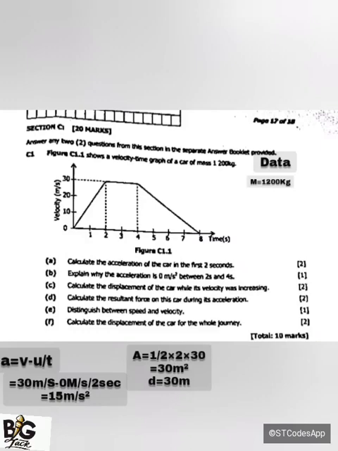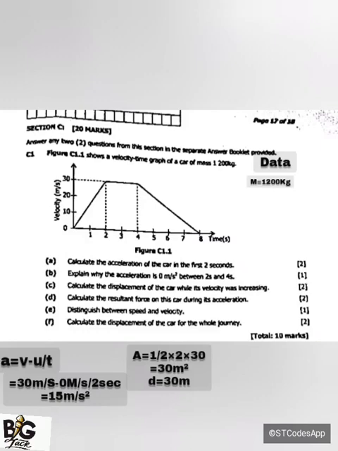Then I'm going to say therefore, displacement is equal to 30 meters. So the answer here is going to be what? This displacement is equal to 30 meters. Then question D is saying calculate the resultant force on this car during its acceleration.